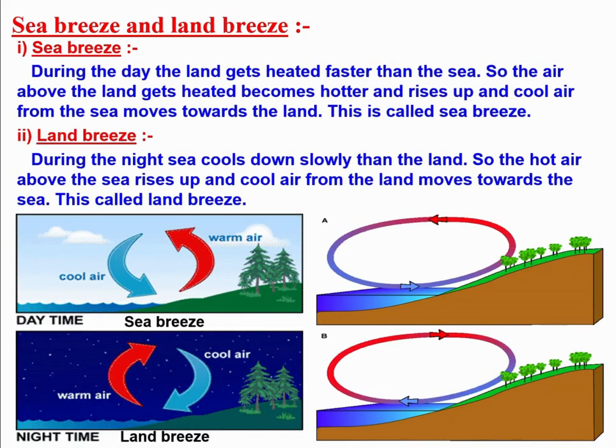Sea breeze and land breeze. Sea breeze. During the day, the land gets heated faster than the sea. So the air above the land gets heated, becomes hotter, and rises up, and cool air from the sea moves towards the land. This is called sea breeze. Land breeze. During the night, the sea cools down slower than the land, so the hot air above the sea rises up, and cool air from the land moves towards the sea. This is called land breeze.